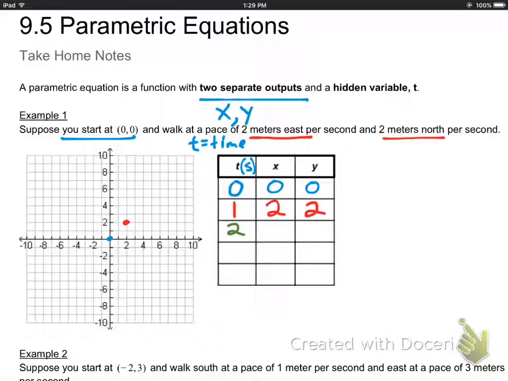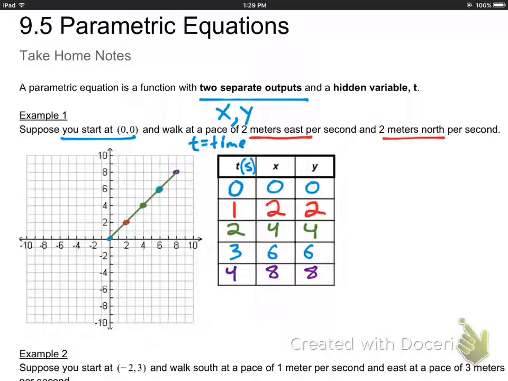At 2 seconds, same thing happens: 2 more meters east, that's 4 for the x, and 2 more meters north, that's 4 for the y. That point I'll plot in green. And then you can just keep going. The next second we're at 6, 6, and the next second we're at 8, 8. And you notice what shape this makes. It makes a straight line.